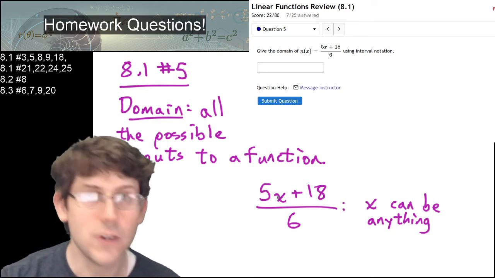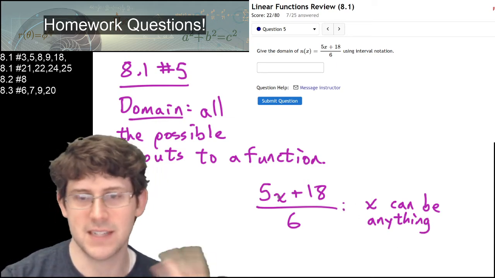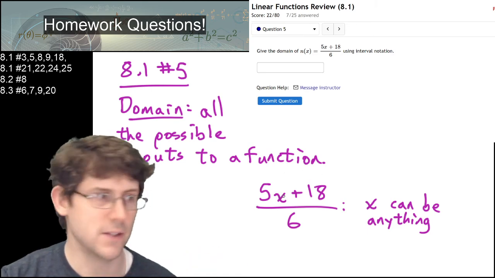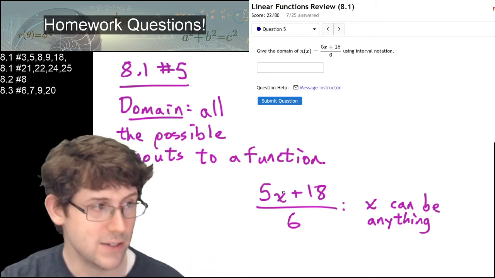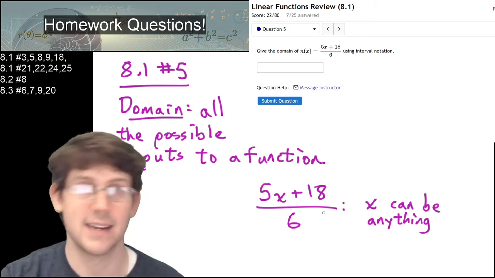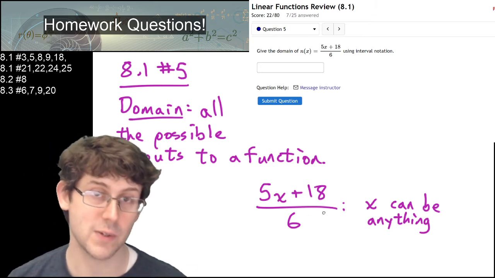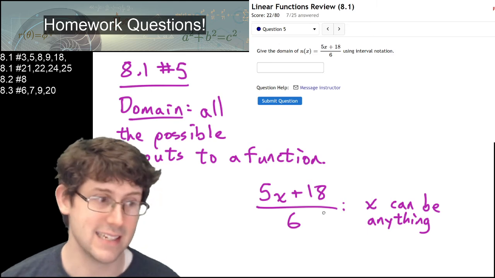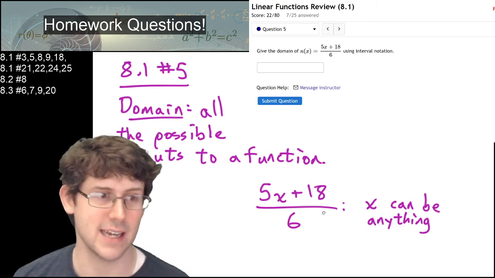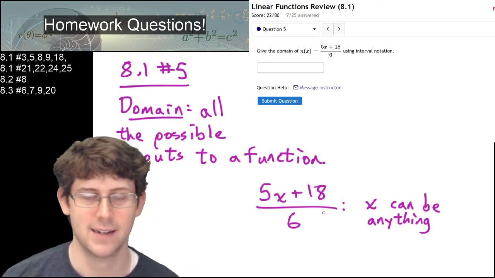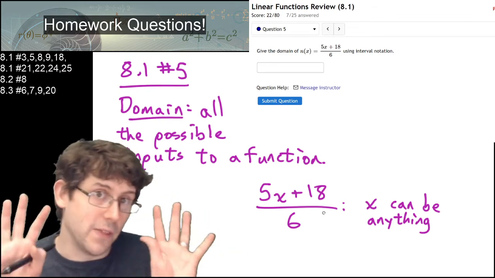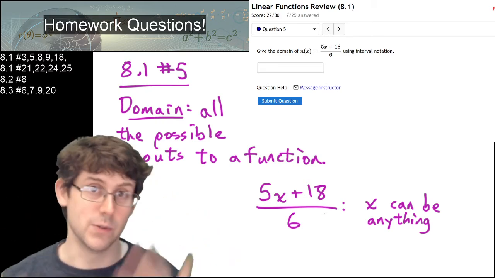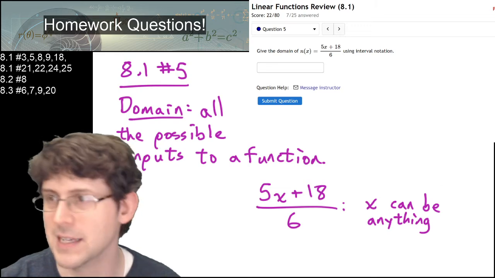If you plug in 0 or 12 or -7, it doesn't matter. You'll always get to plug in the number, do some calculations, divide by 6, and everything will be fine. The issues would come up if there were x's in the denominator. If there were some x's in the denominator, we would have to watch out and say, wait a minute, let's make sure that we keep out the x that would make the denominator equal 0. Here though, x can be anything.